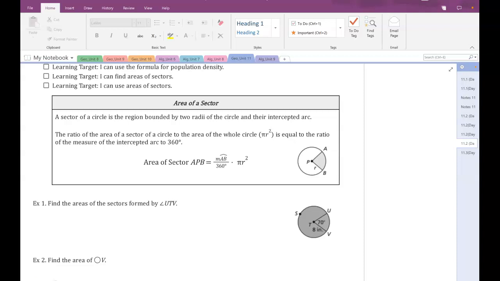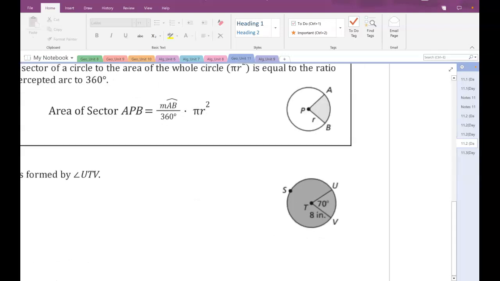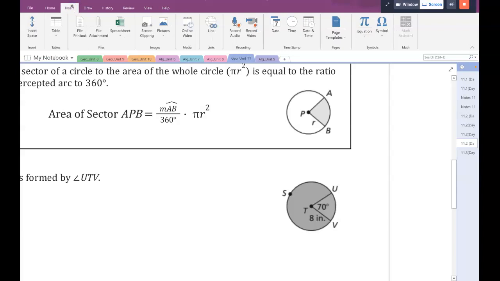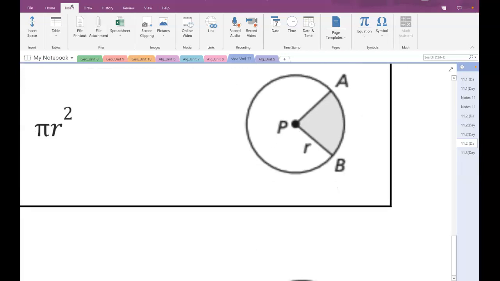A region that's bounded, that means on either side, is 2 radii. So it's a radius and a radius on either side. And then your third side of your sector is its intercepted arc. So what that's saying is if we're looking at sector APB, or you can think of it as a slice APB, you have your 2 radii that it's bounded by, and then the intercepted arc of its central angle.